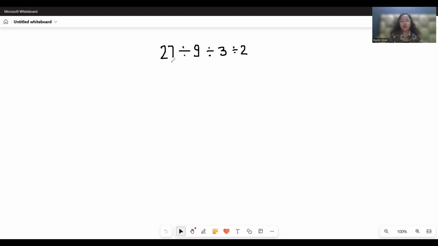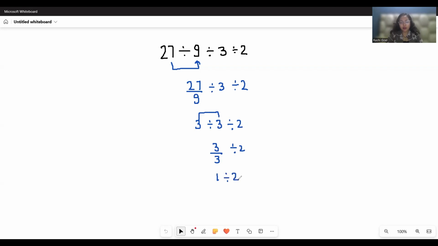How? First take two terms at a time. So 27 divided by 9, then divided by 3, divided by 2. So step by step, 27 divided by 9 is 3, then 3 divided by 3, then divided by 2. 3 divided by 3, again we are taking two terms, now divided by 2. So it's 1 divided by 2, that is 1 by 2, half, or you can write it as 0.5. I hope it's clear and you find it useful.